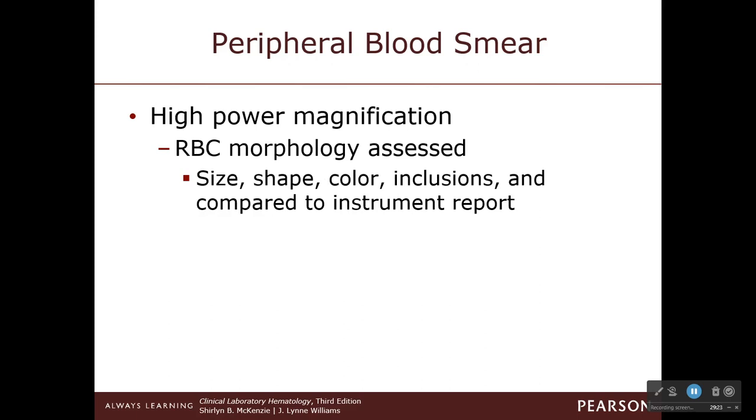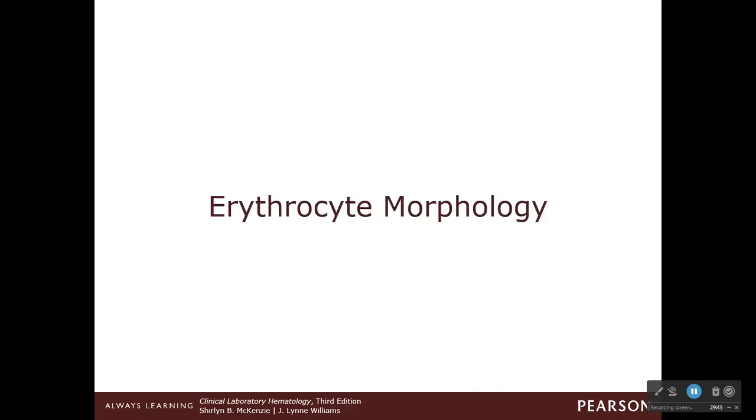All right. So RBC morphology should always be done on the high power magnification, the 100X. We're looking at size, shape, color, any inclusions. We hadn't talked about that yet, but we will. And then you always need to compare it to your instrument report. So look at the MCV, MCHC, those kind of things, RDW, and make sure that your machine is telling you what you need to know. All right, any questions so far?